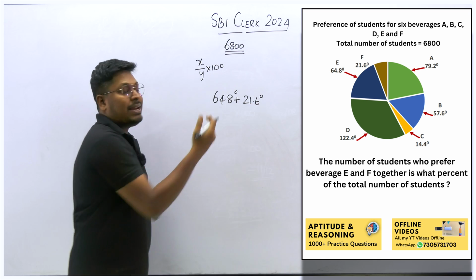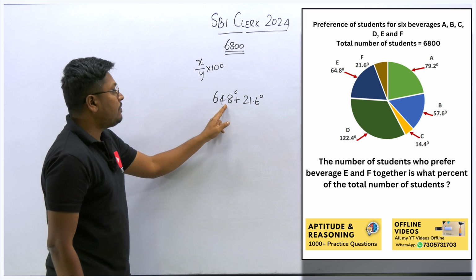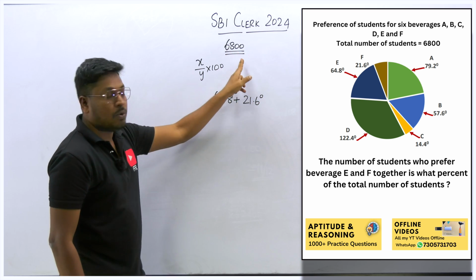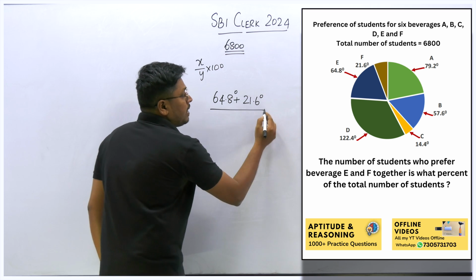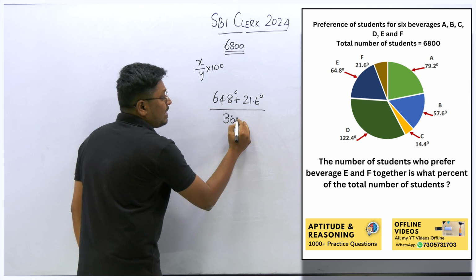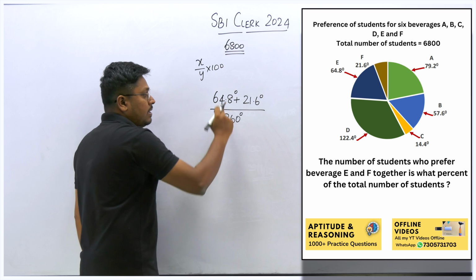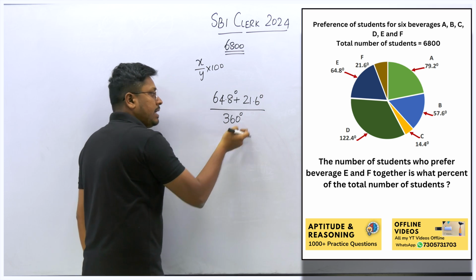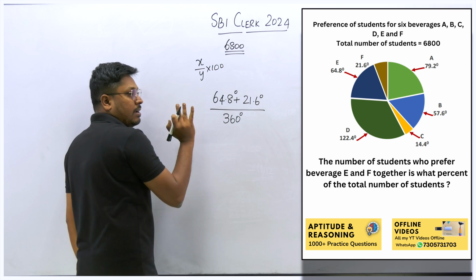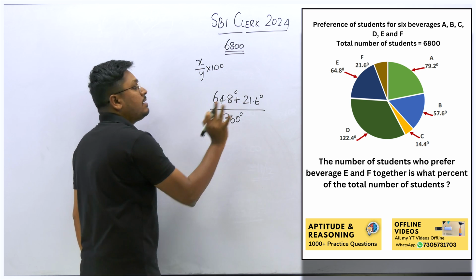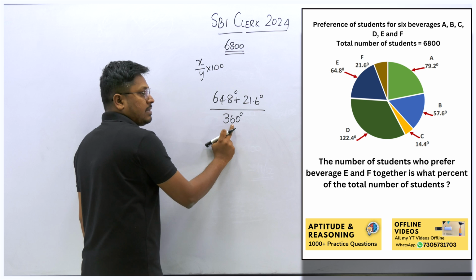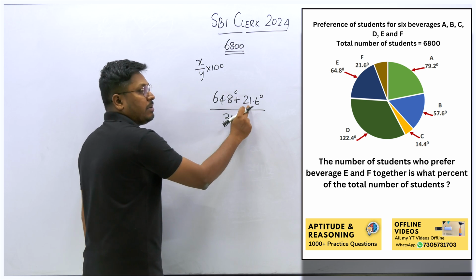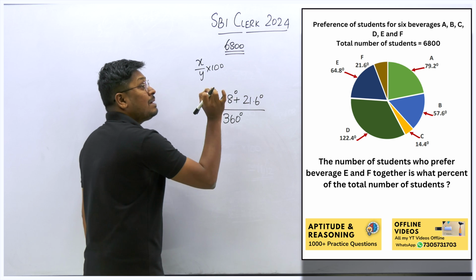So now you don't want to find the value separately. Why? Because 64.8 degree out of 6800, 21.6 degree out of 6800. So divided by the total number of students. The total will be 360 degree, right? Total angle. So 360 degree of 6800. So we can cancel 6800, 6800, 6800. So you don't want to write that 6800 itself. So the total angle is 360. Out of this 360, these two beverages will be 64.8, 21.6. And we need to find what percentage.